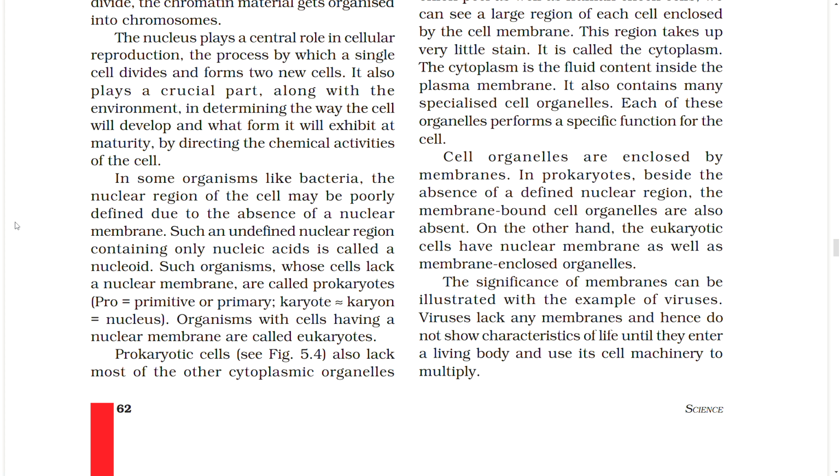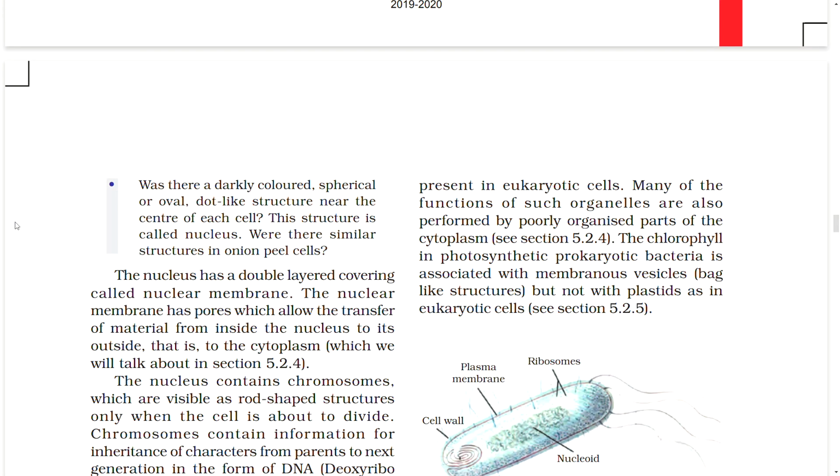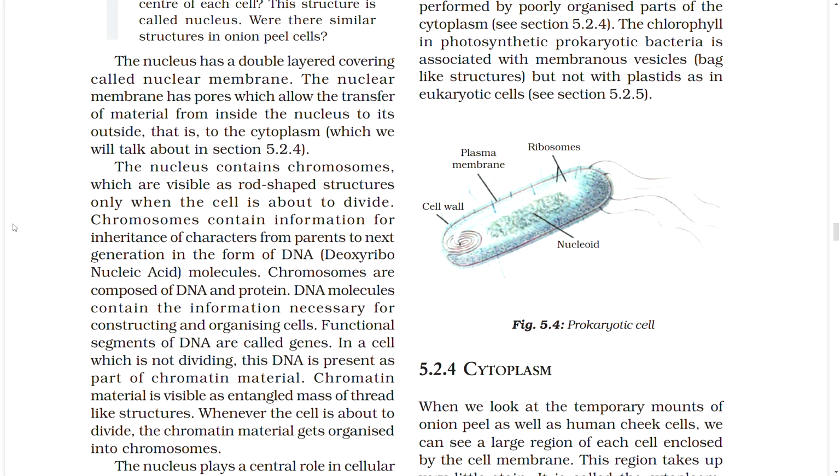Prokaryotic cells, see figure, also lack most of the other cytoplasmic organelles present in eukaryotic cells. Many of the functions of such organelles are also performed by poorly organized parts of the cytoplasm. The chlorophyll in photosynthetic prokaryotic bacteria is associated with membranous vesicles, bag-like structures, but not with plastids as in eukaryotic cells. Plasma membrane, ribosome, cell wall, nucleoid. Figure: prokaryotic cell.